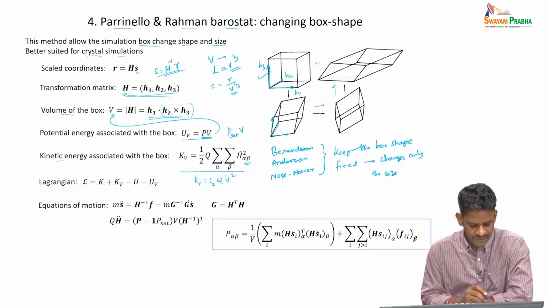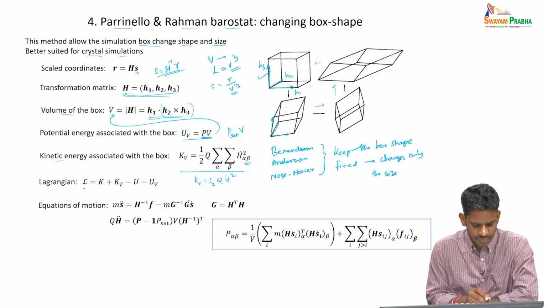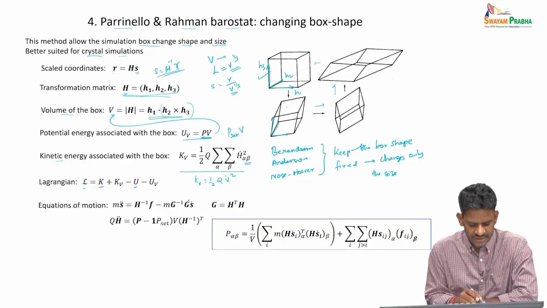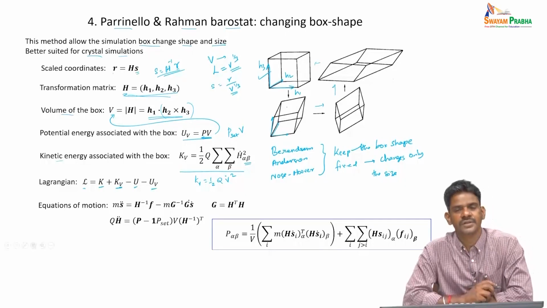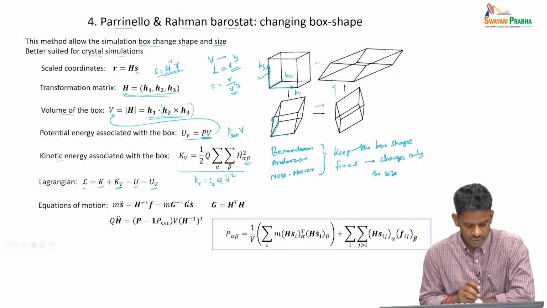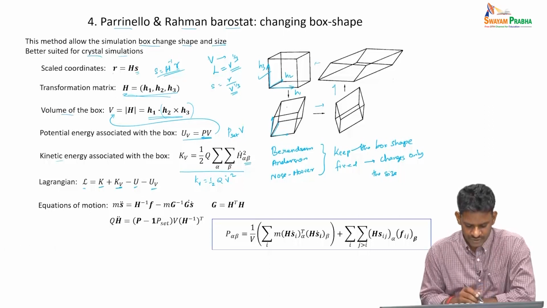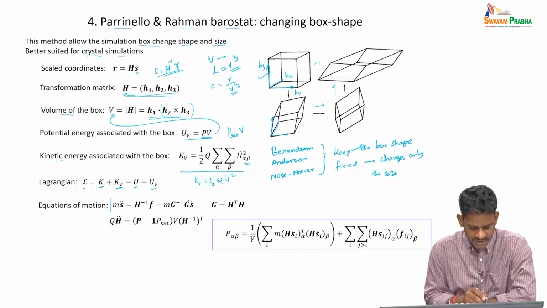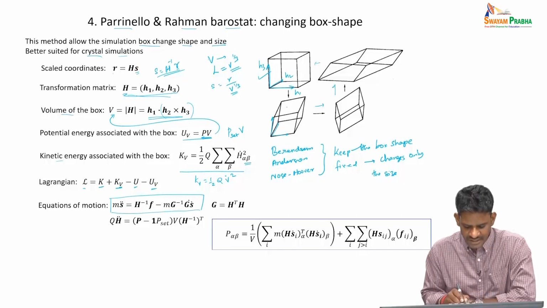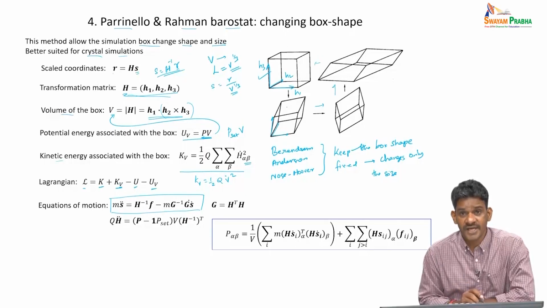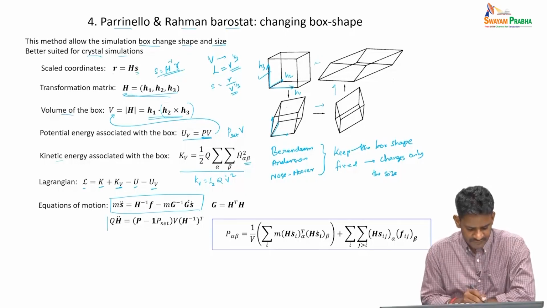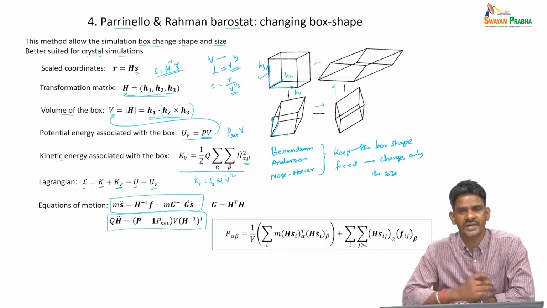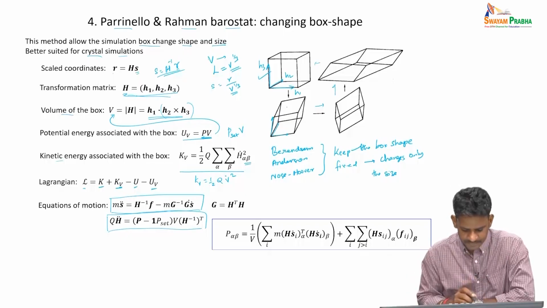So with these new definitions, we define the Lagrangian to be the kinetic energy of the system minus the potential energy. In addition, the kinetic energy of the box minus the potential energy of the box. So once we have defined the Lagrangian, we can apply the equation of motion, and then we get a second order differential equation for each particle's scaled positions, and similarly we define an additional set of equations for the rate at which the unit vectors of the box will change in time.